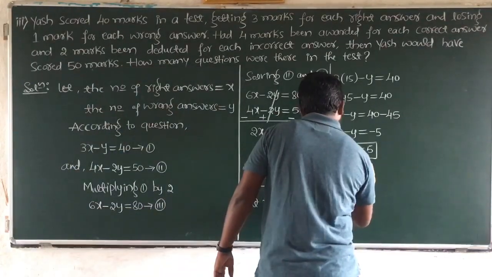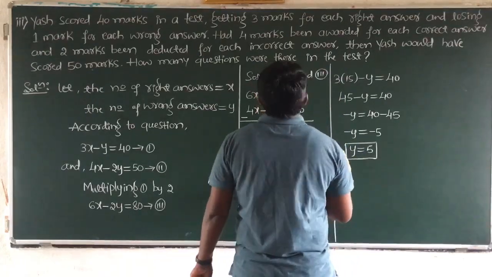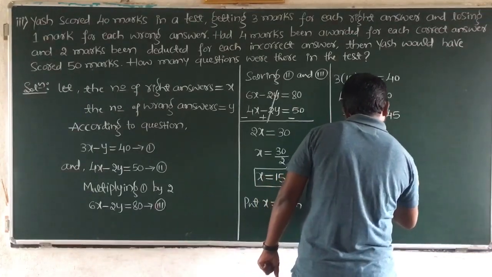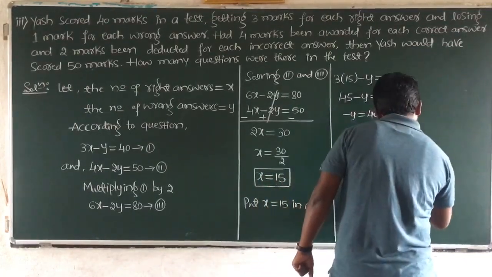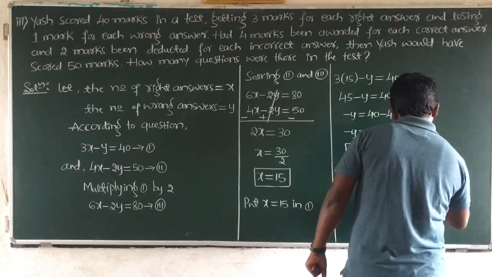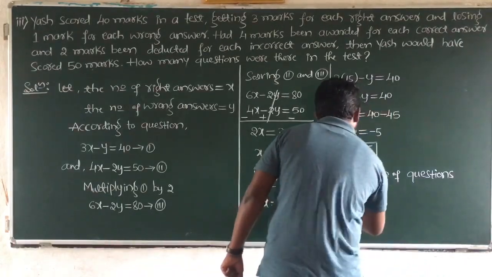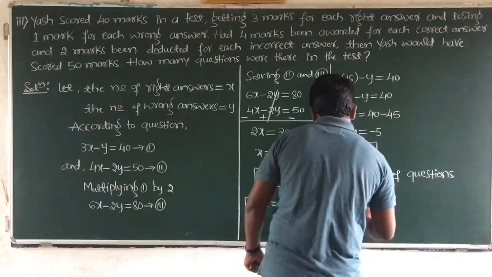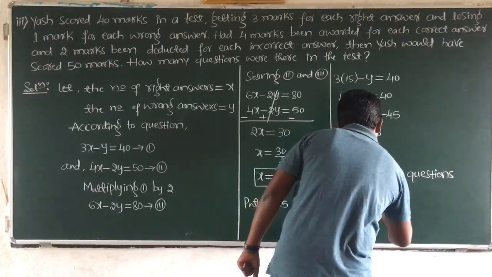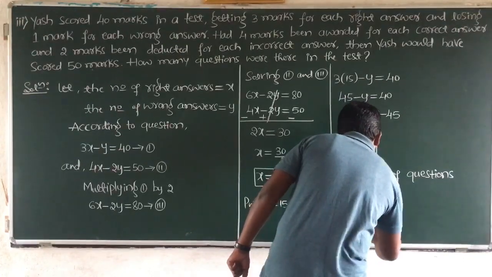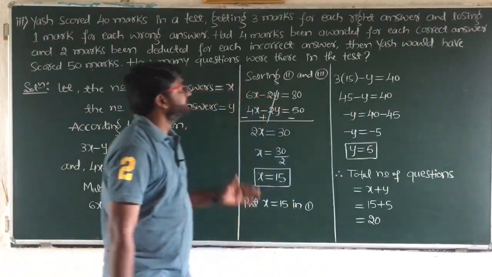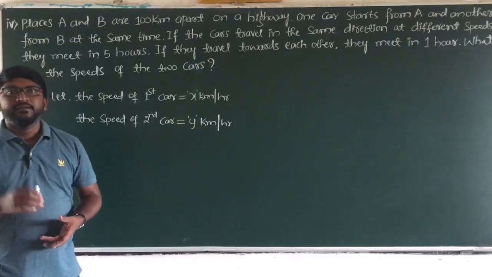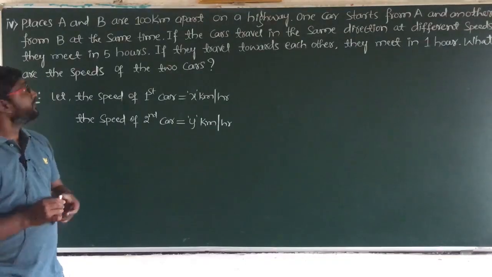Therefore total number of questions equals x plus y. So here x is 15 plus 5, it is 20. So there were 20 questions in the test. So this is all about the third sub question. Well, so let us solve the fourth sub question.